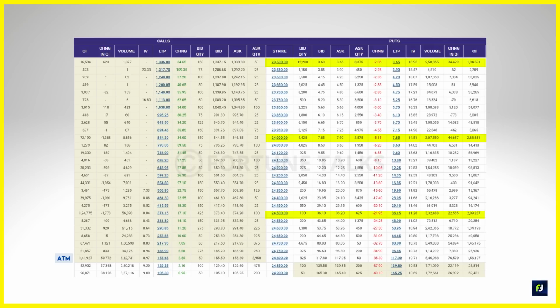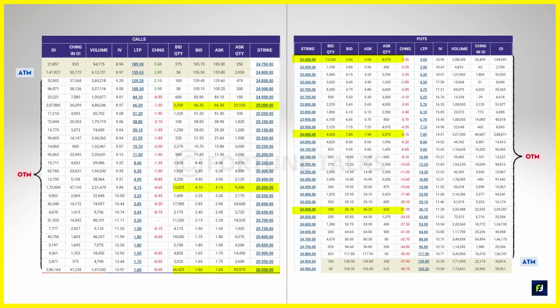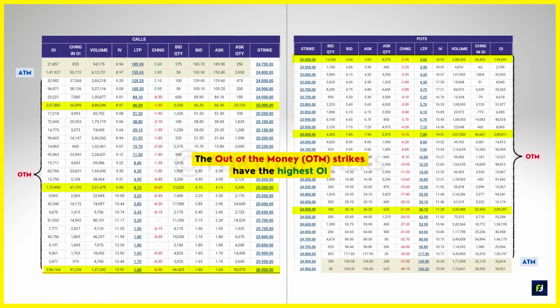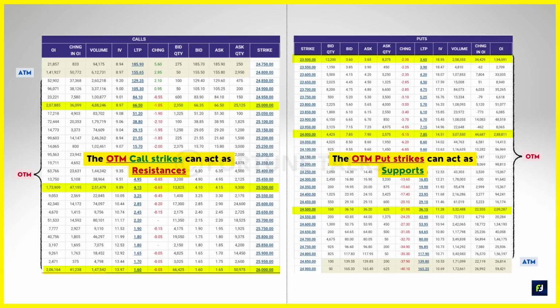You can see how all these strikes are common psychological round number strikes. Can you also notice another pattern here? It is just that the large open interest is usually built at those strikes that are out of the money or OTM. Since out of the money calls have strikes that are placed above the underlying price, the strike price of OTM calls often act as resistances for the underlying price.